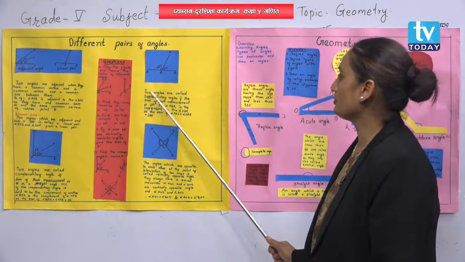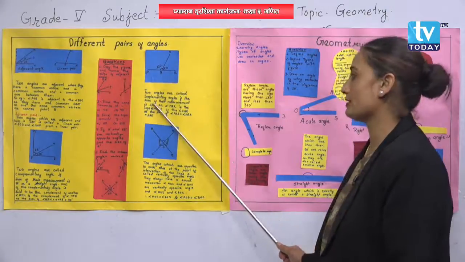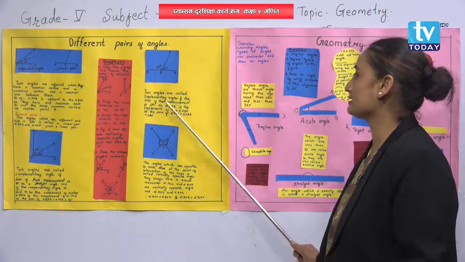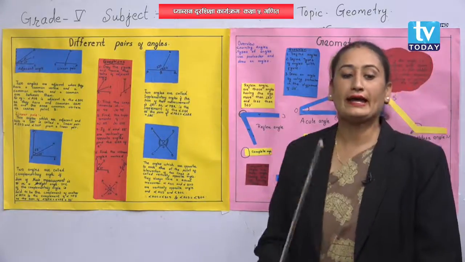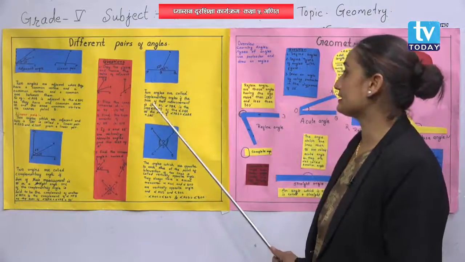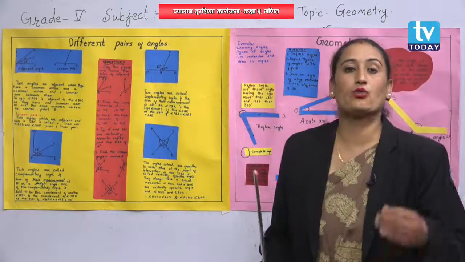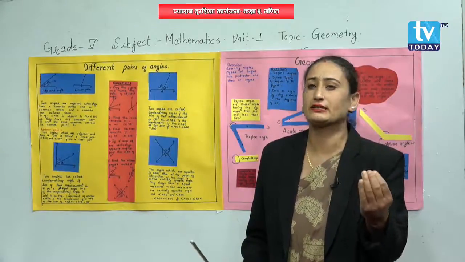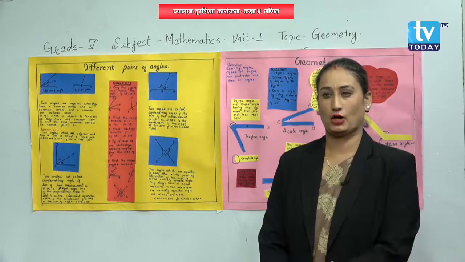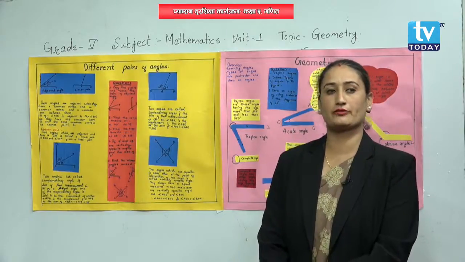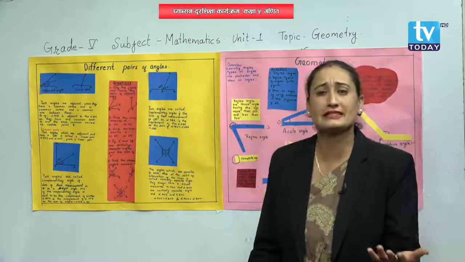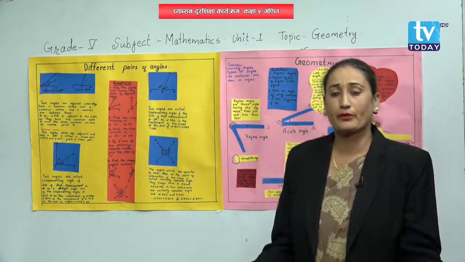Two angles are called supplementary angles if the sum of their measurement is 180 degrees. Have you noticed, if I add 120 and 60, what will be the sum? Can you guess it? Okay, tell me the sum. 120 plus 60 degrees, obviously it will be 180 degrees, right?